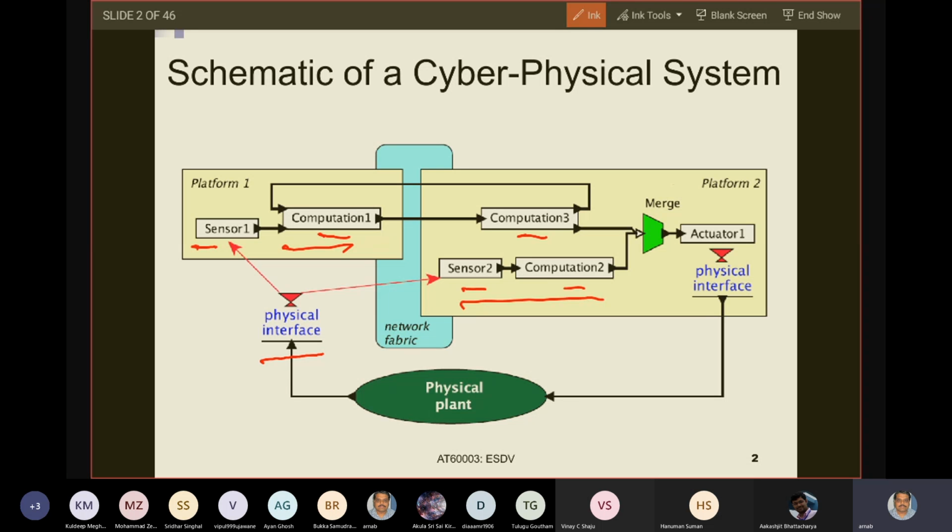These computations are not on the same platform, they are on two different platforms, and hence for the design of the entire control system together, which will control the physical plant, I also need an intervening network, because there are two platforms which must communicate with each other.